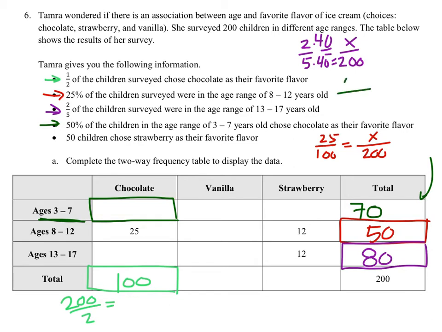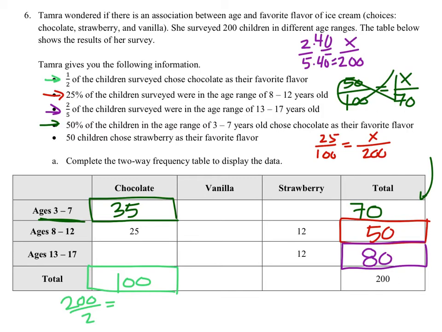So I've got a percent proportion, 50 out of 100 equals some number of children out of 70. I can use the fish method on this one, so 70 times 50 divided by 100 is x, and that would be 35 children chose chocolate in the age range 3 to 7.